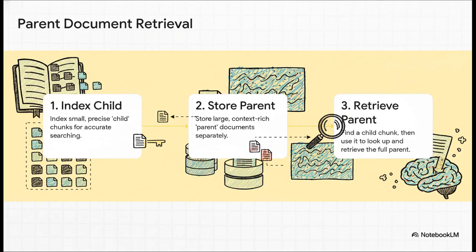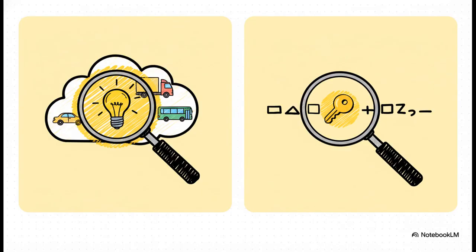Here's how it works. You search through the small, precise child chunks to find that perfect needle in the haystack. But then, once you find it, you use it as a pointer to go and grab the whole parent document it came from. So you get pinpoint accuracy and full context. It's brilliant. But wait, there's another problem.